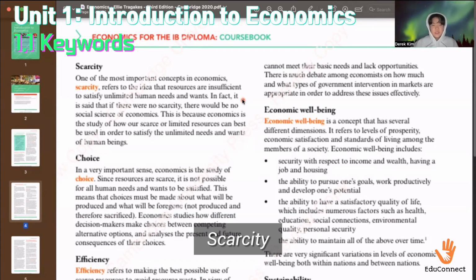This is because economics is a study of how our scarce or limited resources can best be used in order to satisfy the unlimited needs and wants of human beings. This is called resource allocation. So we need to find a way to efficiently allocate our resources to satisfy consumers, to give producers fruitful profits, to help the market run. So, very bluntly speaking, economics is based on scarcity. That's the best way you can understand this key concept.